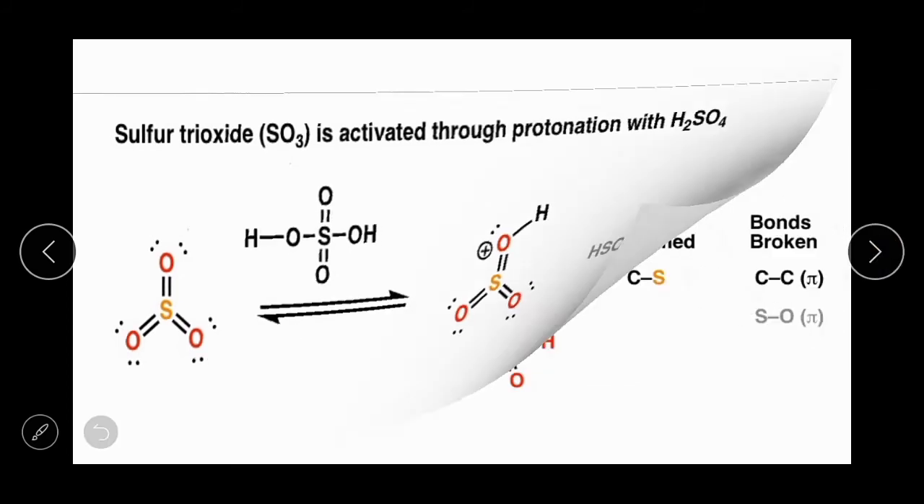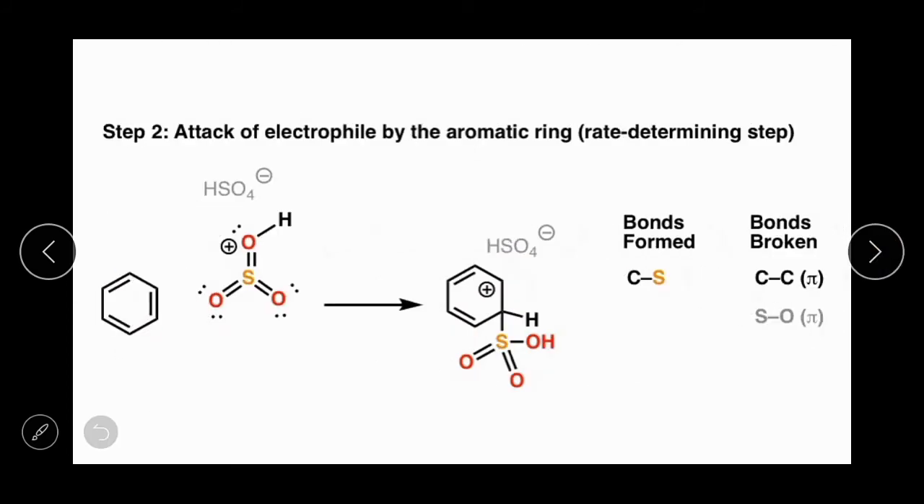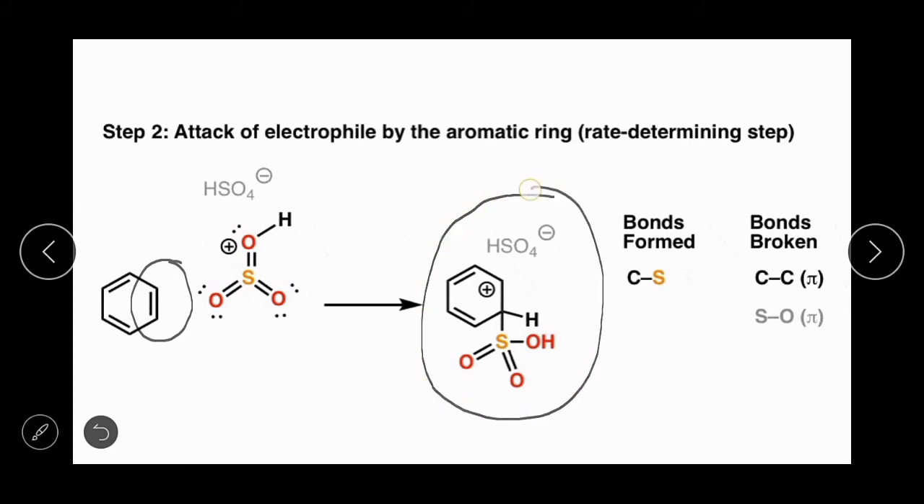That was easy, right? Then this sulfonic acid will go to benzene and react with its pi bond and form this type of complex, that is sigma complex, and by deprotonation it will give benzene sulfonic acid. So guys, that was the simple mechanism for electrophile generation in sulphonation.